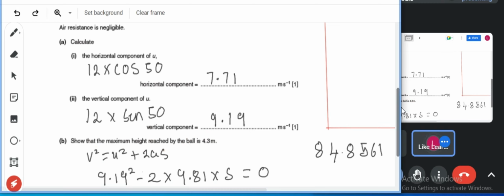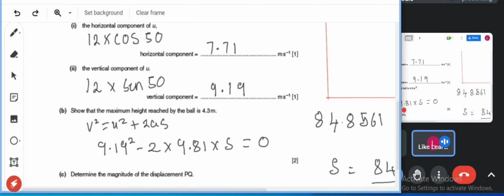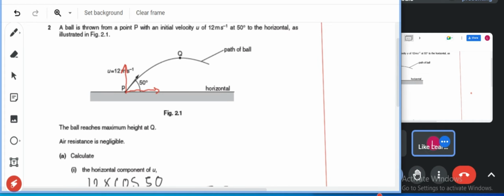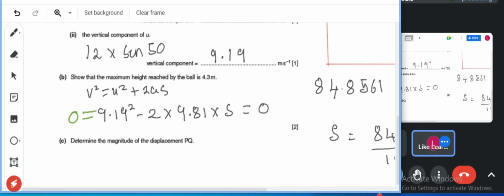This question is oversimplified. They're even giving you the answer, asking you to just show it, and then of course you use v squared equals u squared plus 2as, and take your v is 0. That's what you wrote on the other side. So you used the vertical component, 9.91, because maximum height is about the rise. So it's the vertical component of the initial velocity, 9.91.